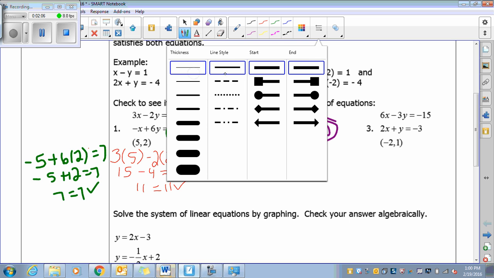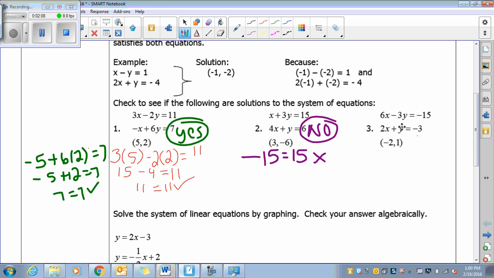The second one we're going to look at, if you plugged the ordered pair into the first equation, you would have had negative 15 is equal to negative 15, which is true. And then you would have had negative 3 equals negative 3 for the second equation, which is also true, which tells you that negative 2, 1 is in fact a solution to your system of equations.